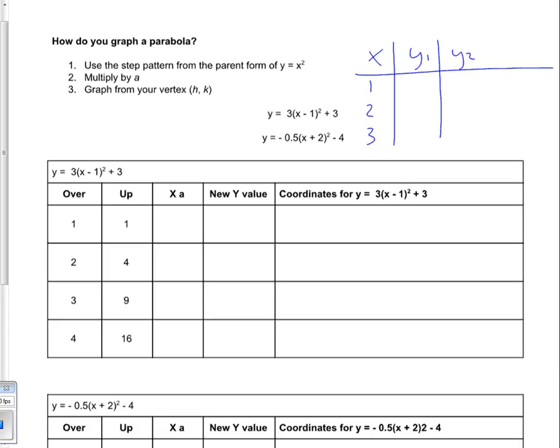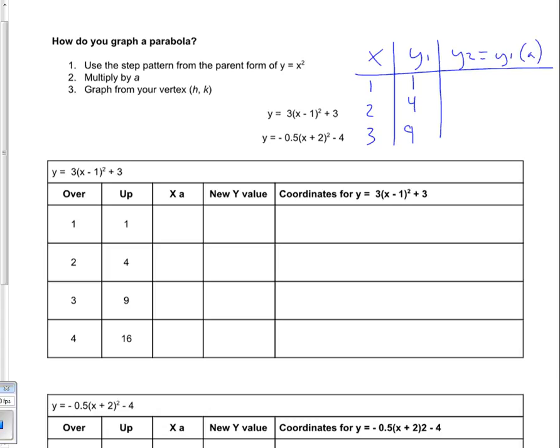So you will go over 1 from the vertex, then over 2 from the vertex, and over 3 from the vertex. The y1 is your vertical change. In a standard y equals x squared parabola, you go over 1, up 1, over 2, up 4, over 3, up 9, all from the vertex. If you want to figure out your y2 value, because the a value is different than positive 1, your y2 value is the same as y1 times your a value.